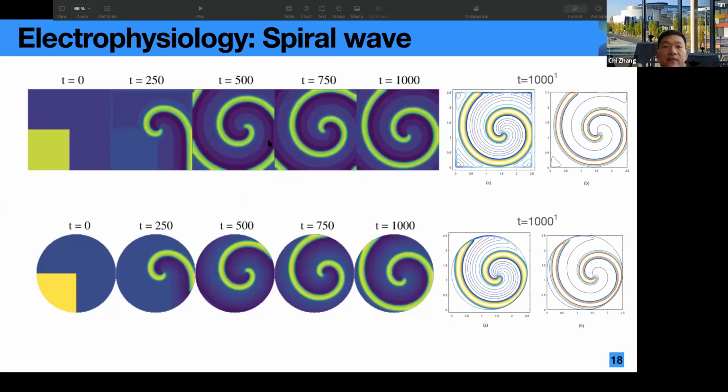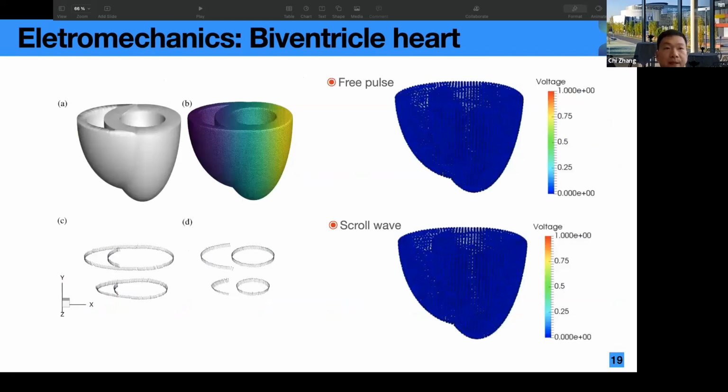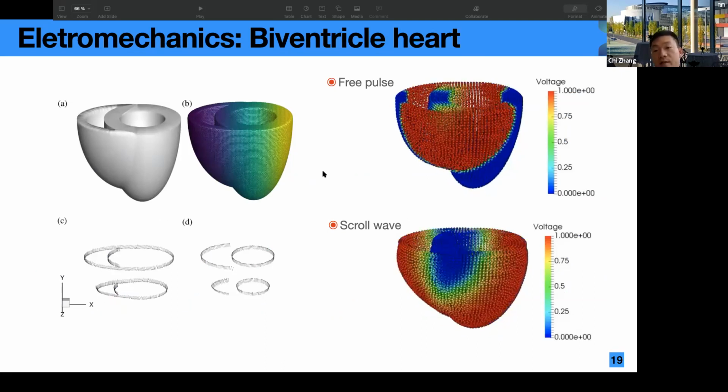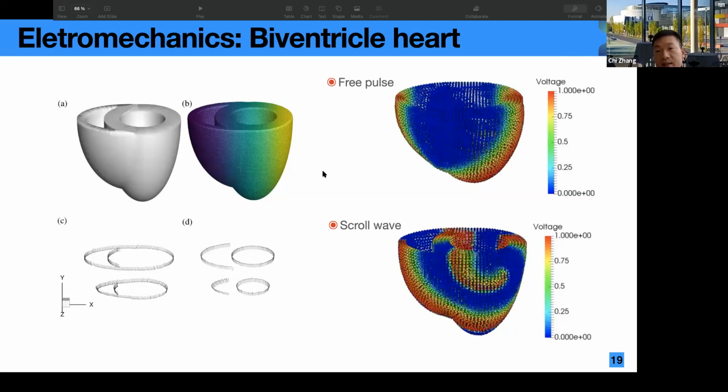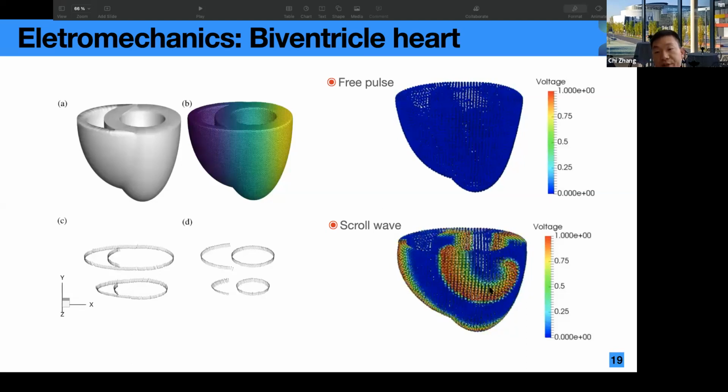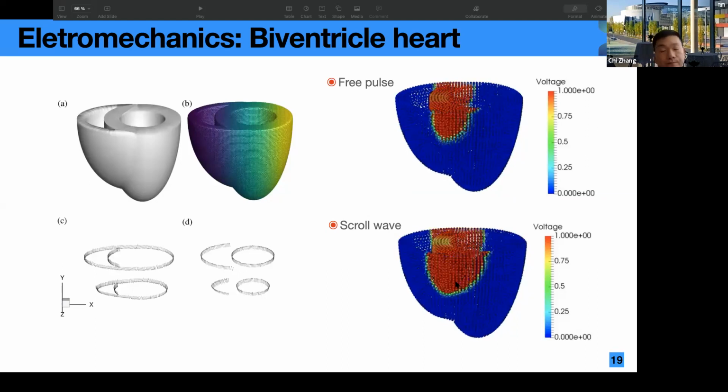This is the generation of a spiral wave on a square geometry and also on a circular geometry. We compare our results with some traditional method. As you can see here, the SPH method can accurately predict the spiral wave. Also, we have done some electromechanics. Here, we are using the biventricle heart model, and this is the heart deformation using the electromechanics, and we also create a spiral wave on this biventricle heart model.